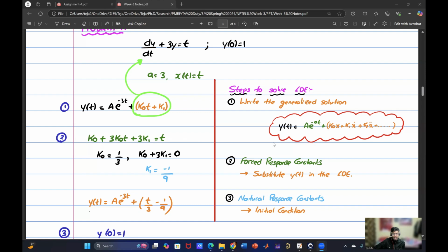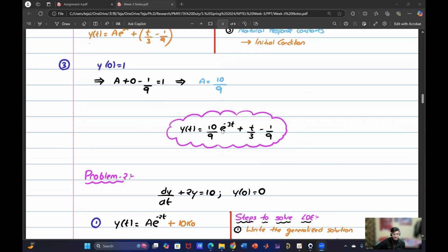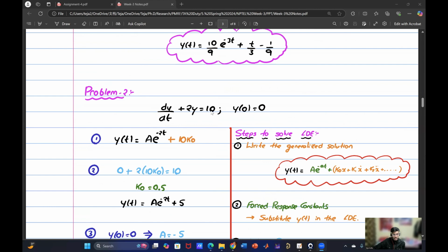Okay, sir. So if, in this question, it is constant, we'll have only k naught x. K1 x dot will become 0. So I have written 10 into k naught because the term will vanish depending upon the order, or say if it is t square, then the third derivative will become 0. So depending upon what value we have here, the number of terms will vary.